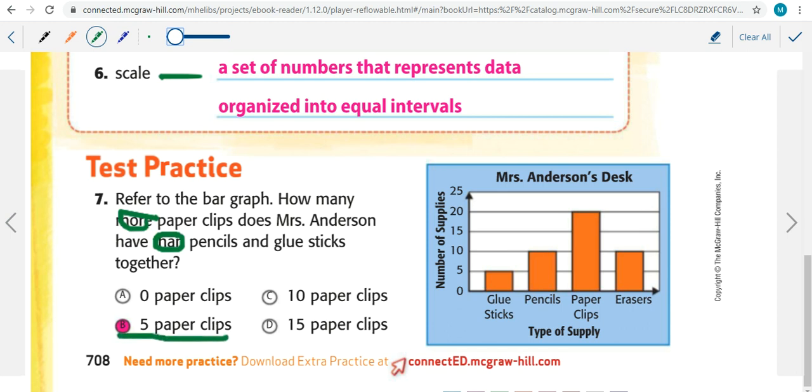You are going to subtract paper clips, which is 20, minus pencils and glue sticks. So first you have to add pencils and glue sticks. Glue sticks has 5 and pencils have 10. 10 plus 5 is 15 and paper clips have 20. So you subtract 20 minus 15 equals 5.